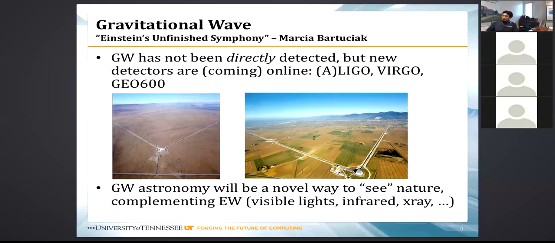As I said, it has not been directly detected, but we have detectors that are already online nowadays. We have LIGO that will soon become Advanced LIGO. We have Virgo and GEO 600. These are all over the world. And if we can detect gravitational waves, which we expect that we will, it will be a novel way to see nature, complementing the electromagnetic waves, where in astronomy we've seen nature through visible light, infrared and X-rays. Gravitational waves would be a completely different way to observe nature.